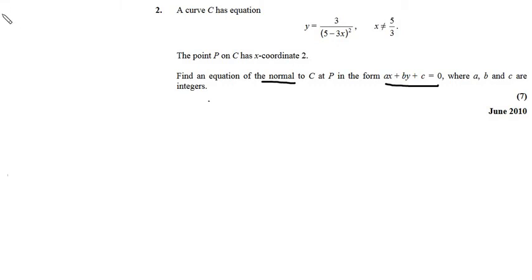Okay, so question 2. The point P has x coordinate 2. Find an equation of the normal to C at P in the form ax plus by plus c, where a, b and c are integers.